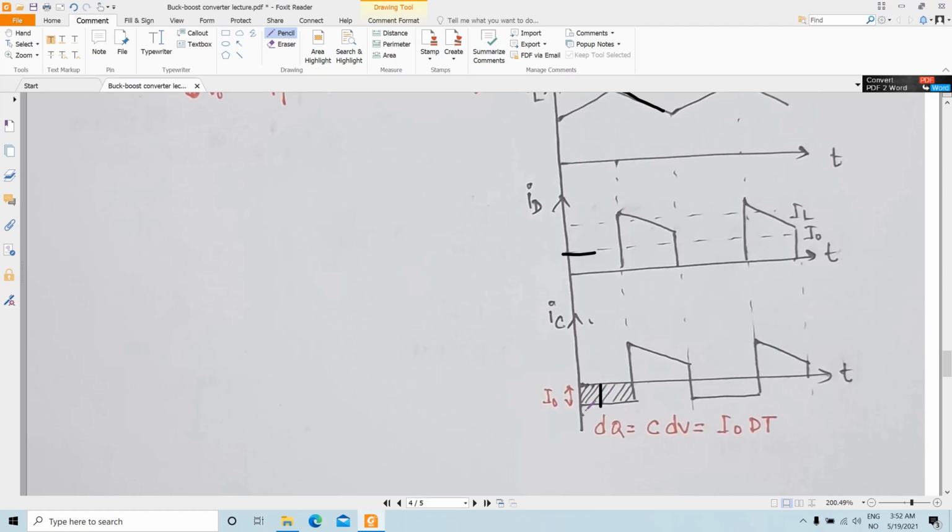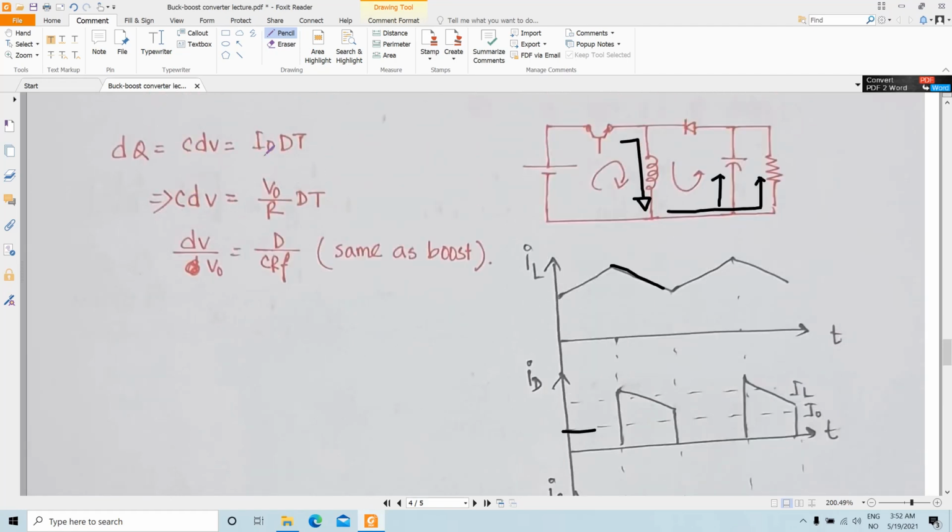So again, in this particular time, this is the amount of charge that is stored in the capacitor in one phase. So this becomes dQ is equal to C dV, which is equal to I naught, the value here, multiplied by dt. So dt is basically the on time. So on time multiplied by I naught, this is the area, which is equal to C dV. So your C dV is I naught dt.